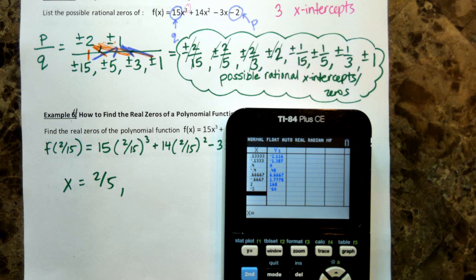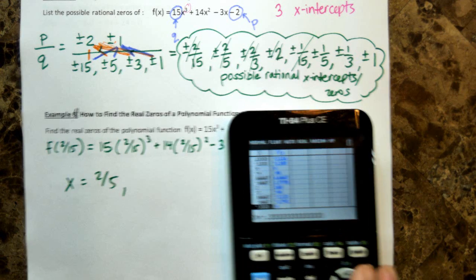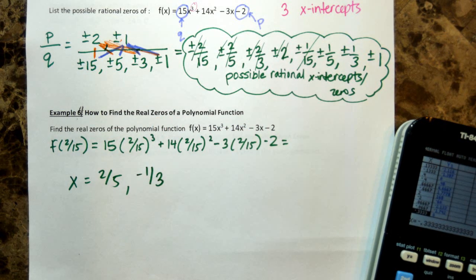Let's try positive 1/15. All right, I mistyped that. And that is not 0. Let's try negative 1 divided by 15. That is not 0. 1 divided by 5 is not 0. Negative 1 divided by 5 is not 0 either. Let's try 1 divided by 3. Nope. Negative 1 divided by 3, I got 0, so I know negative 1/3 is also an x-intercept.